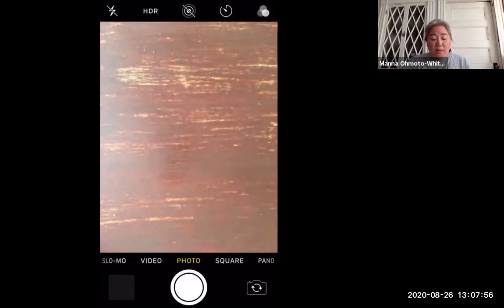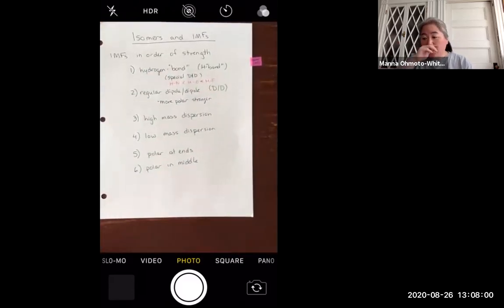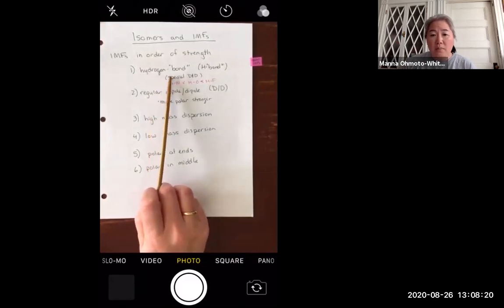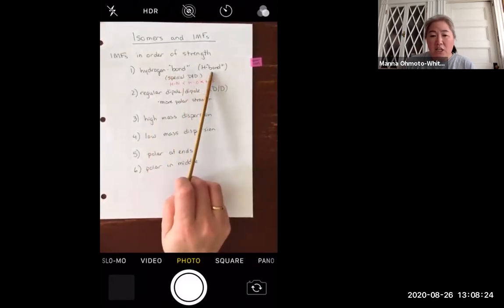So then if we're talking about the isomers and IMFs, we need to look at them in order of strength, right? So these are, again, all covalent bonds. These are all molecules. And so I'm only going to be looking at IMFs within covalent structures. So the strongest intermolecular force of attraction is going to be the hydrogen bond. Remember that the hydrogen bond is a special dipole-dipole. We call it an H bond.